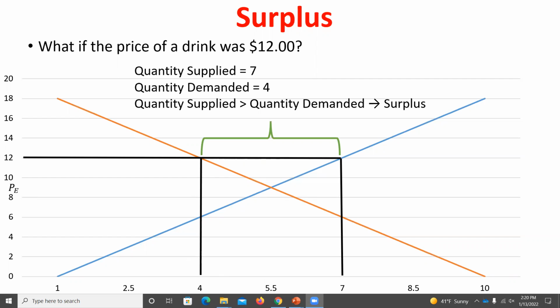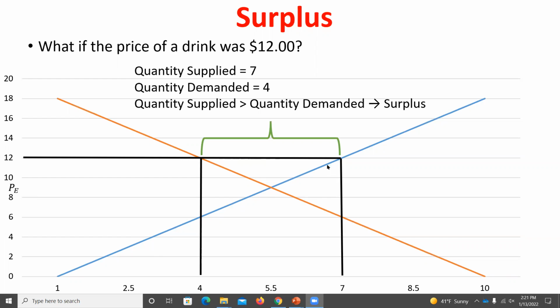If I'm selling the product, then I'm probably going to sell more than I would before. And why? Because for every single unit from 5.5 to 7, at that lower price of $9, the marginal cost of all these units was greater than 9. So it would have been costing me more to supply anything past 5.5 to the market than I would be able to sell it for, right?